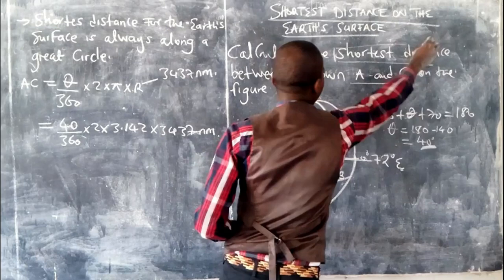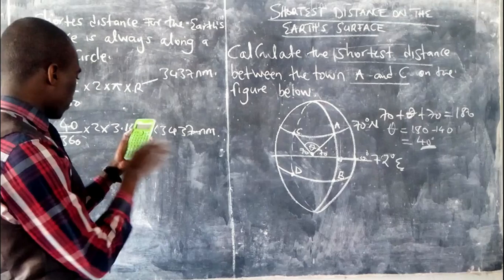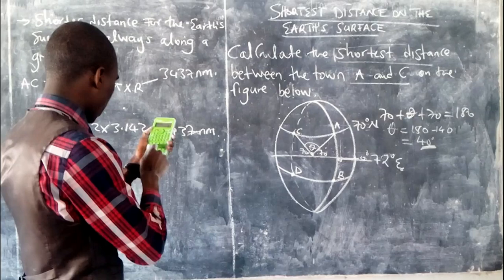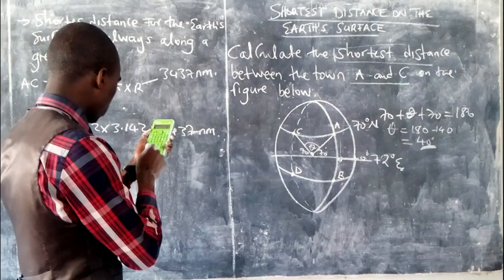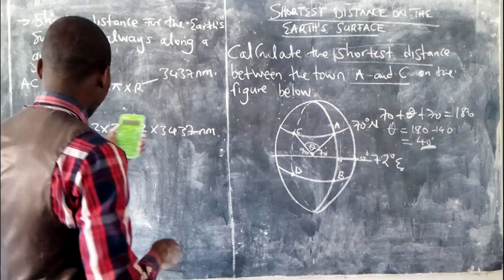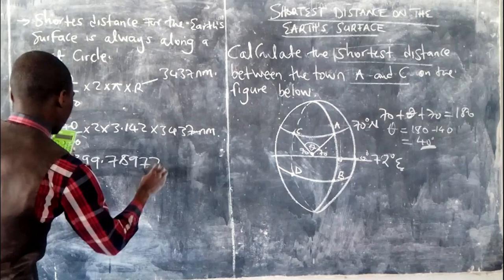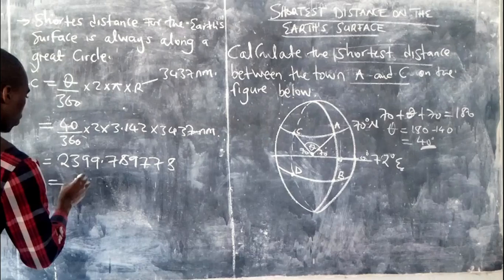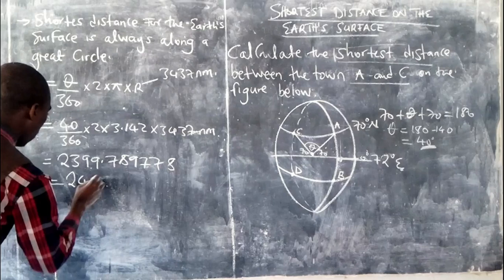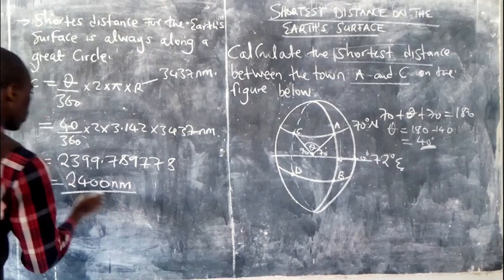Okay, so let's punch on the calculator and see what value we're going to come up with. So that is 40 over 360 multiplied by 2 multiplied by 3.142 multiplied by 3437, and this one is giving us 2399.789778. So round off this one. If you round off to 4 significant figures, we're just going to have 2400 nautical miles. But for those who apply one decimal place, even this one will be accepted.